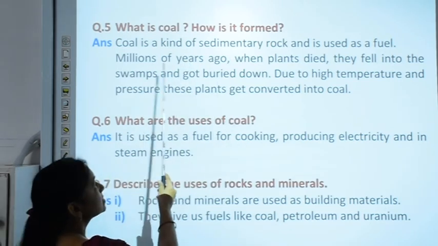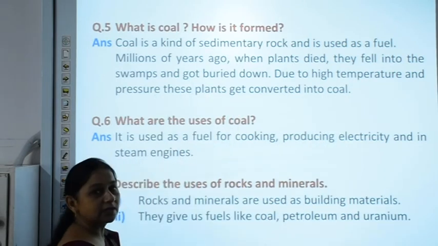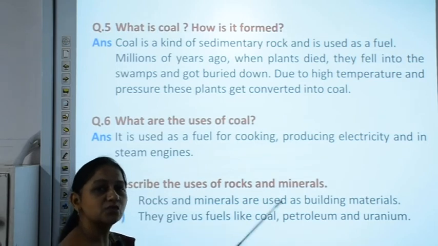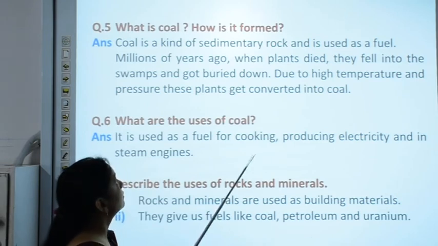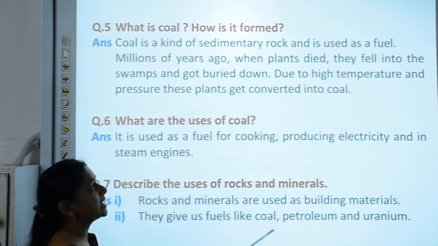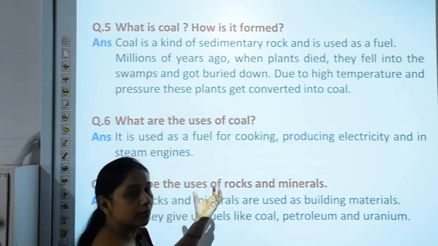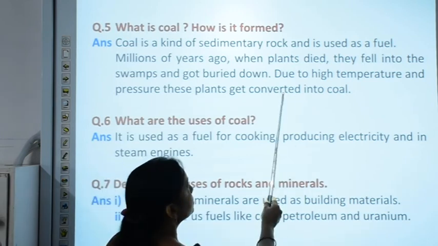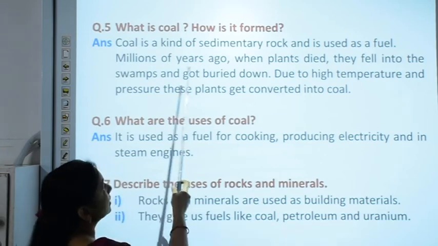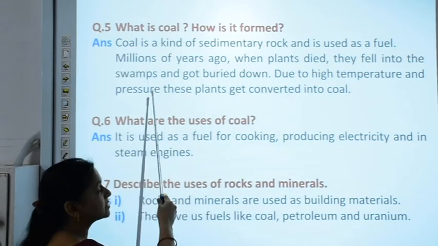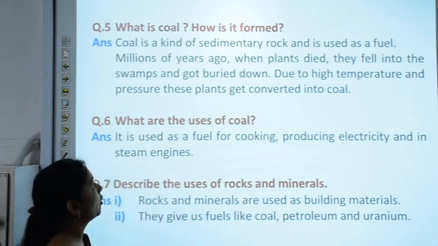Let us see. Millions of years ago, when plants died, they fell into the swamps. The thick forests were all covered with swampy area, and when the trees fell down, they got buried under these swamps, and due to high temperature and pressure, they got converted into coal after many years. So, due to high temperature and pressure, these plants which fell into the swamps got converted into coal, and this is how coal is formed.